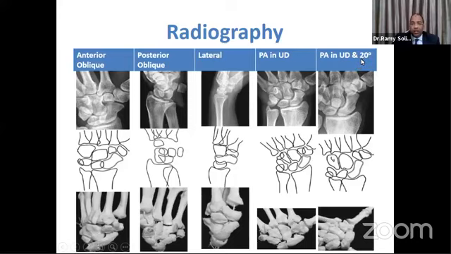Directed distally, 20-degree lateral views, and the oblique views: 45 degrees in pronation and 45 degrees in supination.